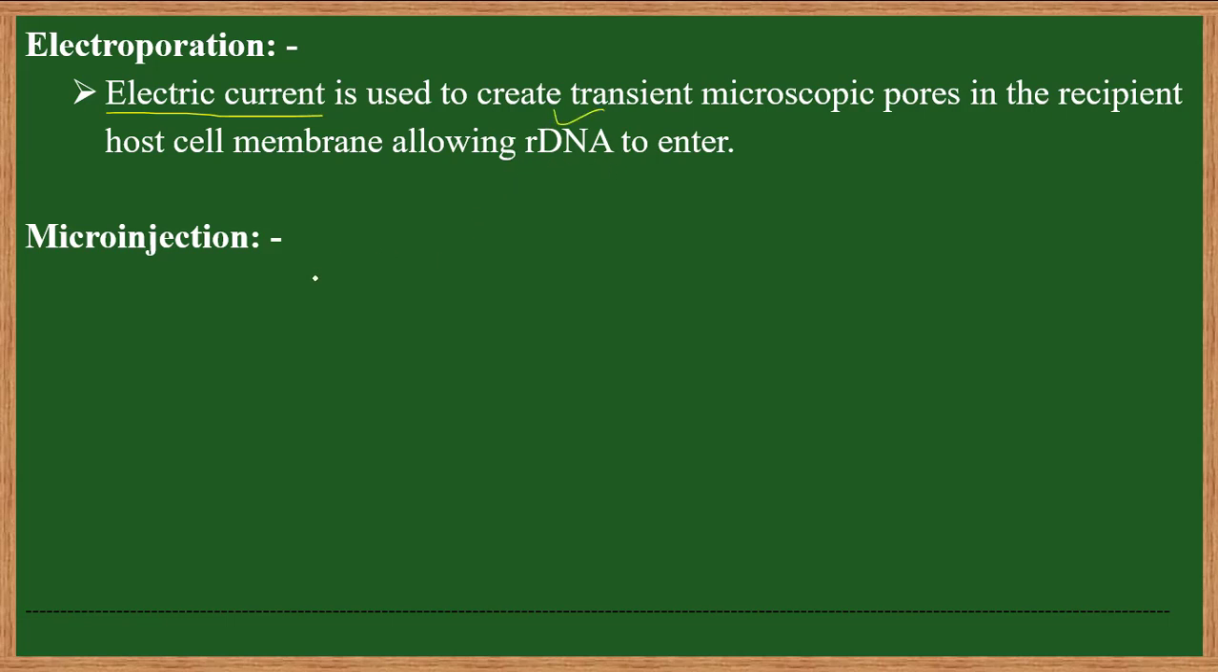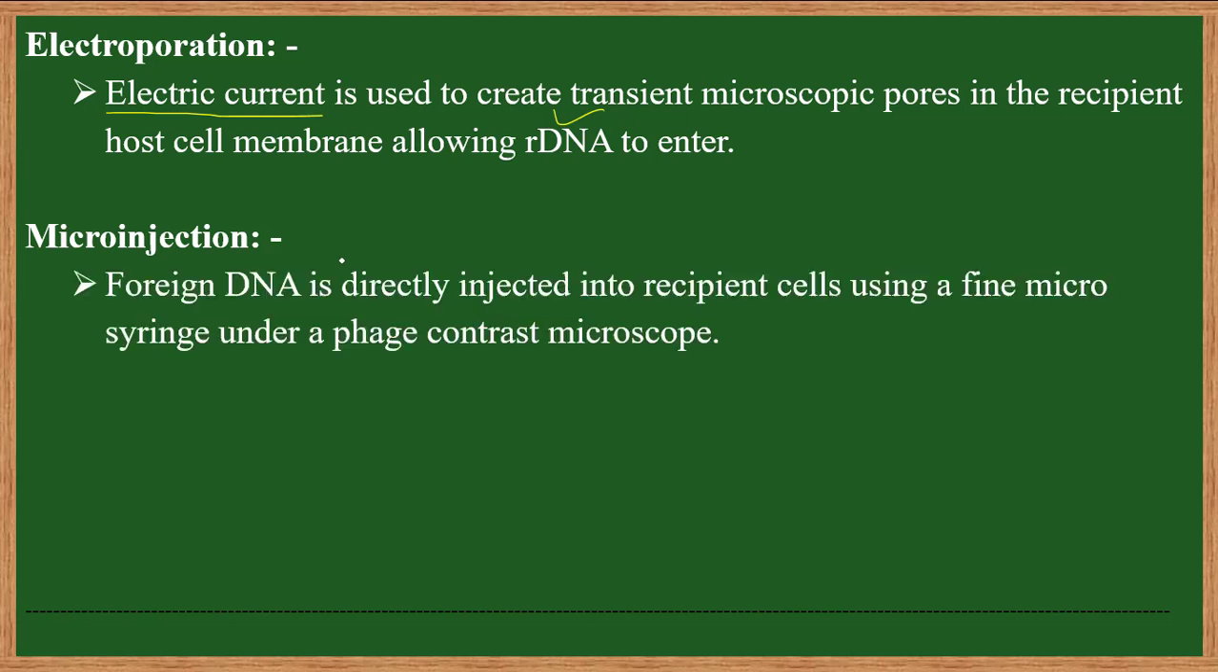Next is microinjection. With the help of a fine syringe we can insert the rDNA inside the host cell. In the presence of a phase contrast microscope, we can see how the rDNA is introduced. Here we are using a fine micro syringe.